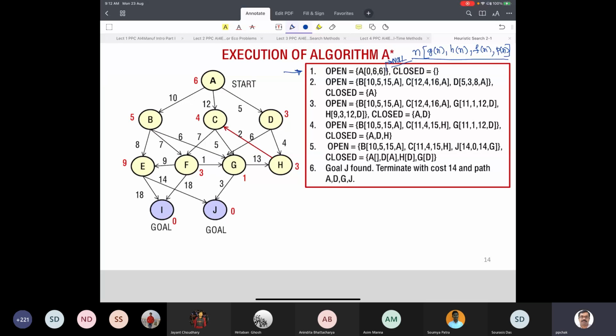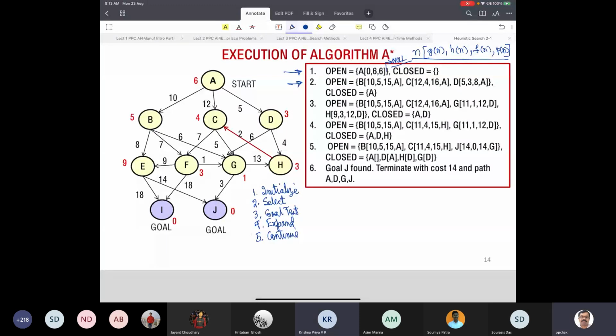Yes, sir. So Krishna Priya, in step 2, which node will be removed now from open? B will be... B, C, and D, sorry, A and D will be removed. A is already removed. Now in the algorithm, our algorithm consists of 5 steps: initialize, select, goal test, expand, expand, and then the same continues again.